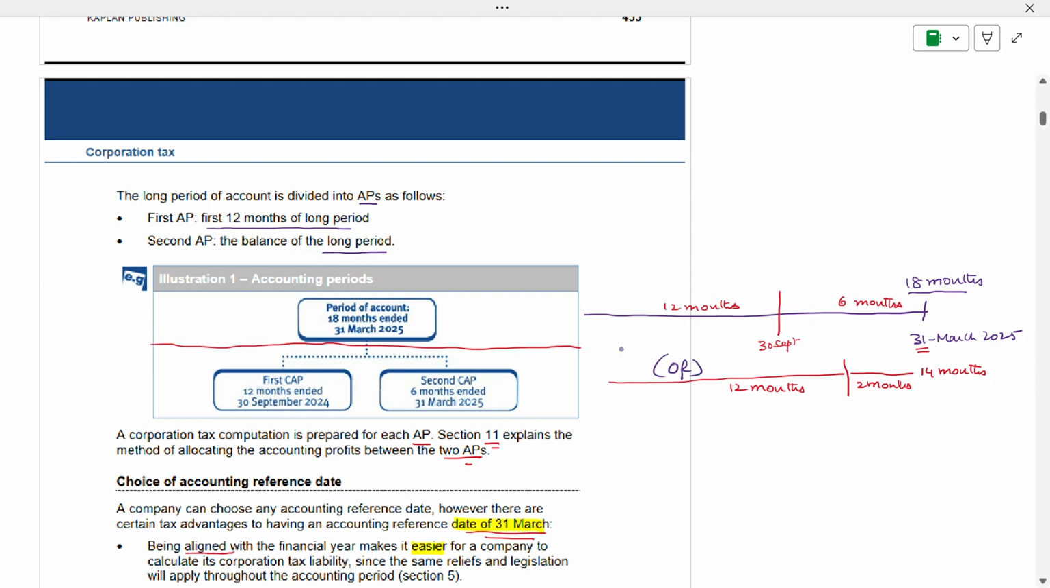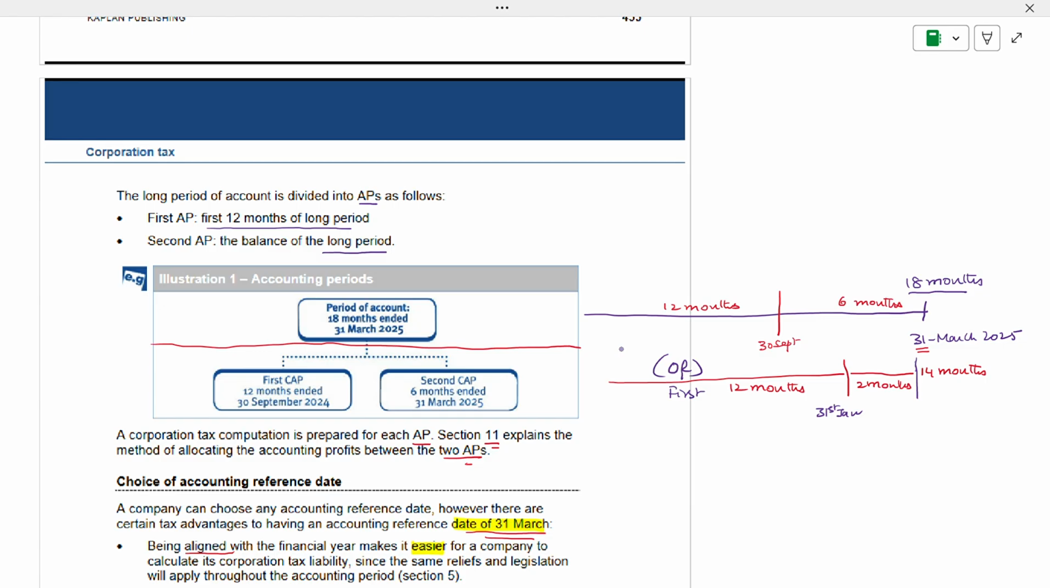First 12 months. That is the reason I gave you this example. If it is 14 months, you will take the first 12 months. First 12 months will end on 31st January. Then what will happen? February and March, it will end in the next 2 months. Are you clear about this?